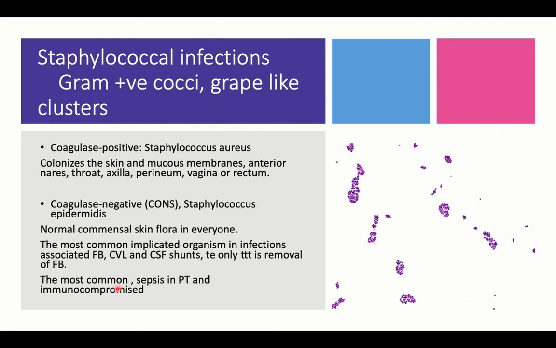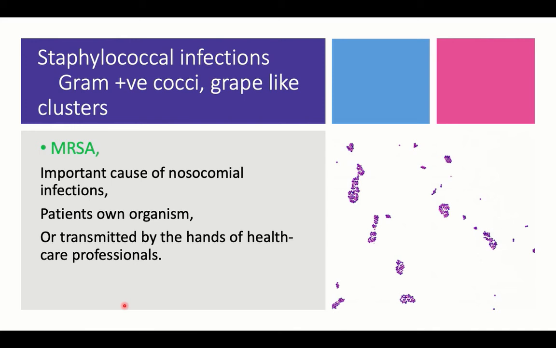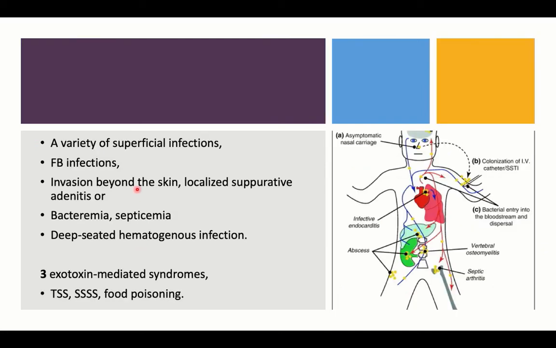It is the most common organism causing sepsis in preterm and immunocompromised patients. About MRSA, or methicillin-resistant Staph aureus, it is an important cause of nosocomial infections. It can also be related to more severe courses of staphylococcal infection. It can be the patient's own organism or can be transmitted by the hands of healthcare professionals. So good hygiene and medical practice are very important, most importantly hand washing.